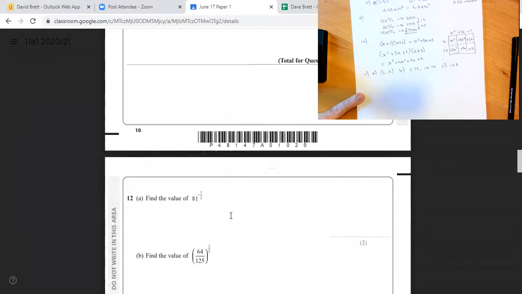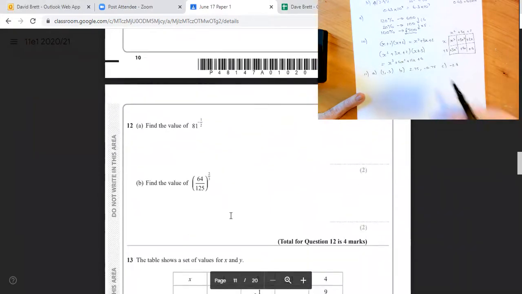Question number 12. Find the value of 81 to the power of minus a half. So 81 to the half, to the power of minus 1. Well, the power of a half means the square root. So the square root of 81 is 9, to the power of minus 1. So that's a reciprocal. So it's 1/9.